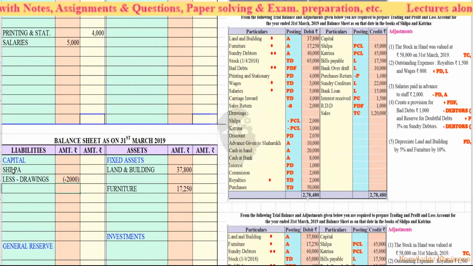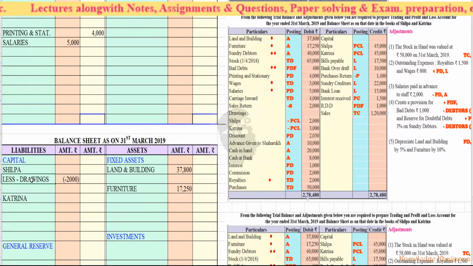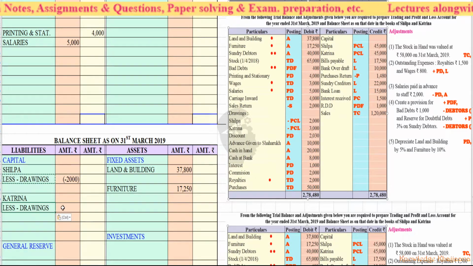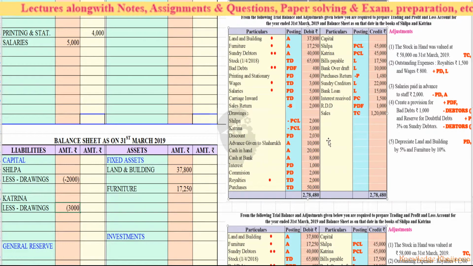Same way, we will leave one more line, because we have to add the net profit to Shilpa. Okay, so we'll write in the next line, that is capital of Katrina. Okay, less drawings of Katrina. How much are the drawings of Katrina? Rupees 3,000.